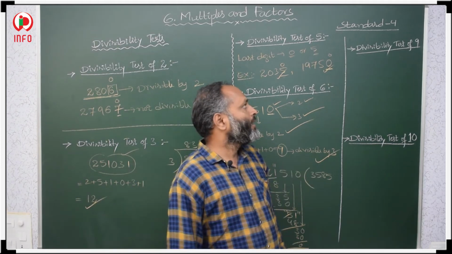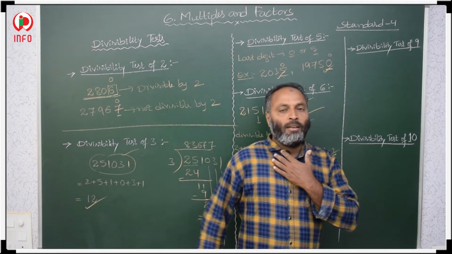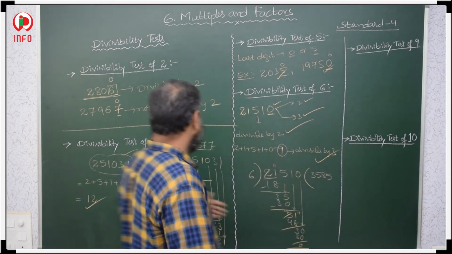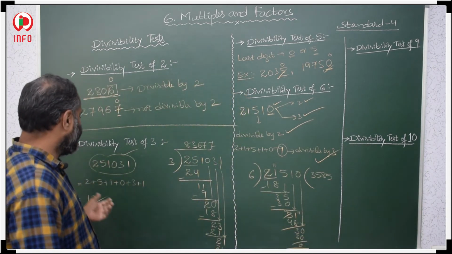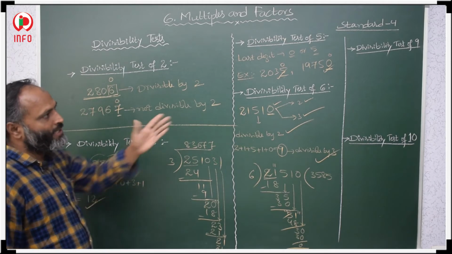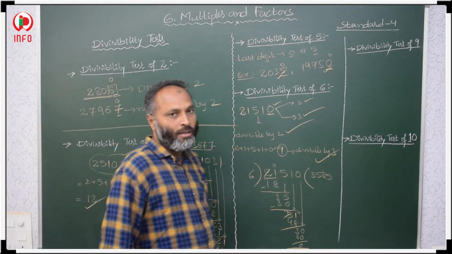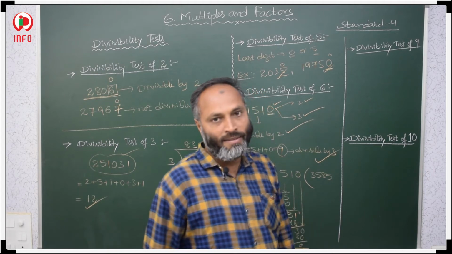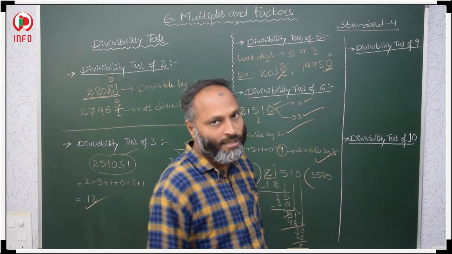Okay, here is the divisibility test for 9. So for 9, how to check? This is also similar to 3. In the 3 table, the same pattern we did, we have to do here also. The sum of the digits we have to find. If the sum of the digits is divisible by 9, then the number is also divisible by 9.